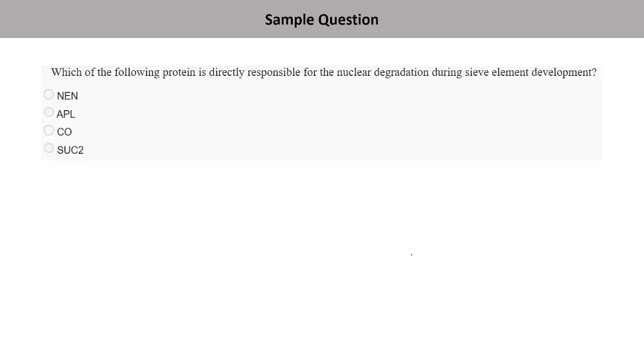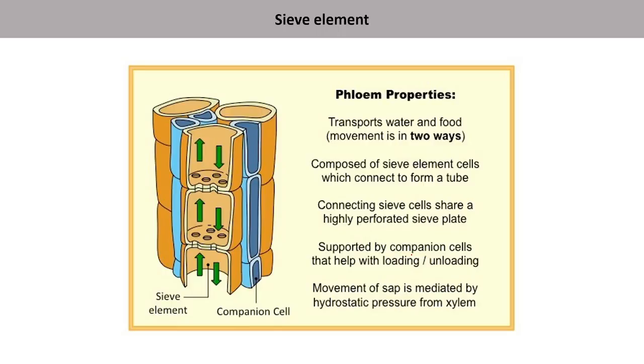Okay, so let's understand this question. Let's first understand what a sieve element is. There are two main parts of the plant vascular system: one is called xylem and the other is called phloem, and sieve elements are parts of phloem. Phloem helps in the transport of food and water, and the movement is in two ways: it can go upwards or downwards as well.